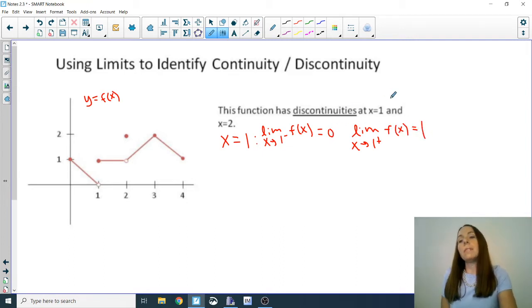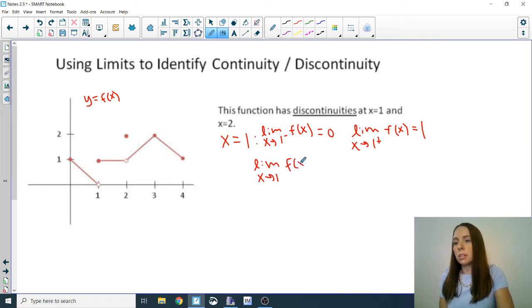And so the left and the right hand limit do not match, and therefore we would say that the limit as x approaches 1 of f of x does not exist, and that is your reason for there being a discontinuity at x equals 1.